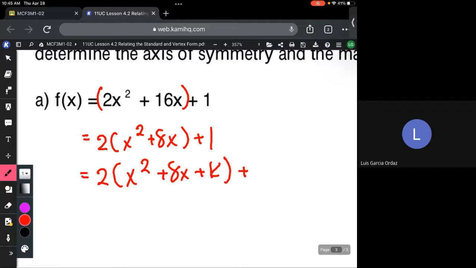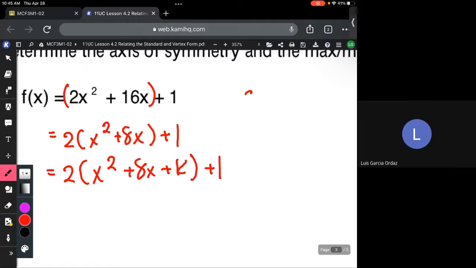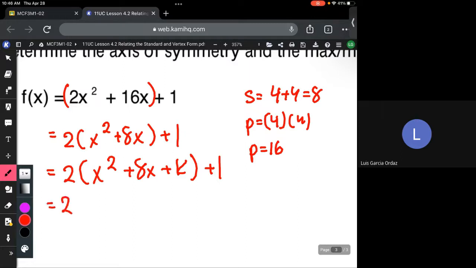So we knew our sum was 8. So two numbers that are the same that add up to 8 are 4 and 4. So my product has to be 4 times 4, which is 16, which means my k value is going to be 16. So I get 2 times x squared plus 8x plus 16, and we have to have that minus 16 outside of the bracket and the plus 1.